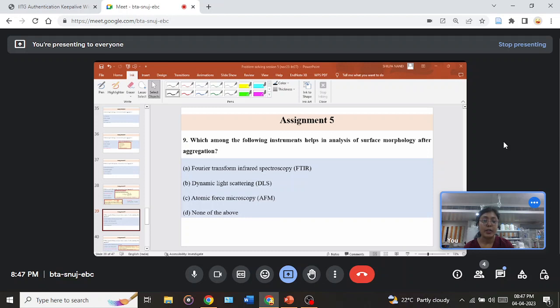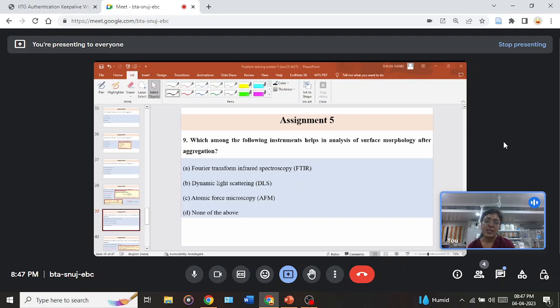In particular, it won't. However, it will help you just to determine what's the particle size of that particular protein. So DLS, that is dynamic light scattering, is based on again the Stokes-Einstein equation, wherein you can determine the hydrodynamic diameter of the protein.